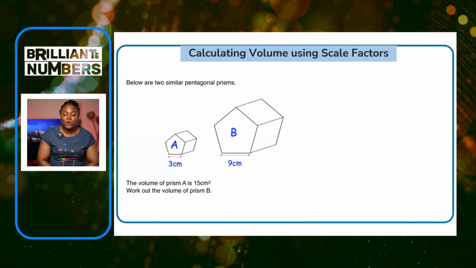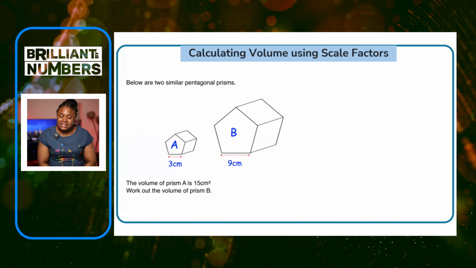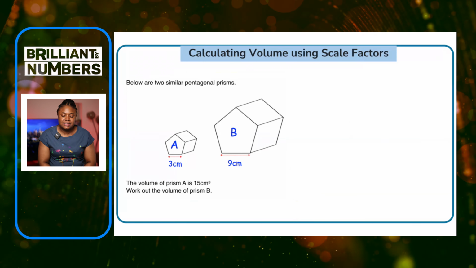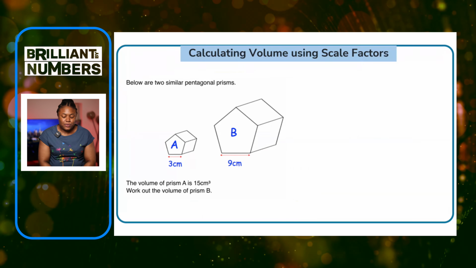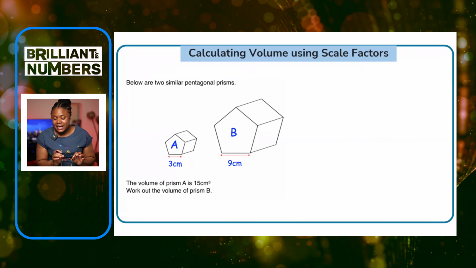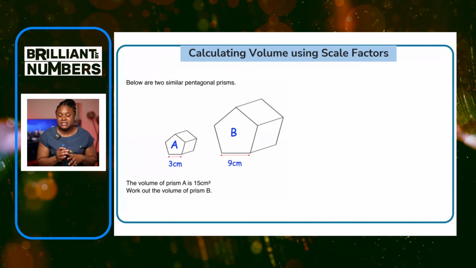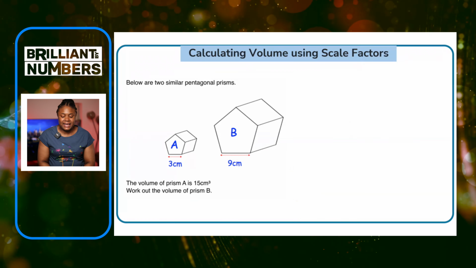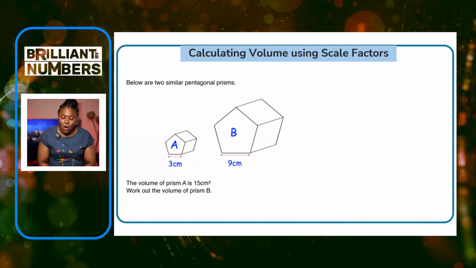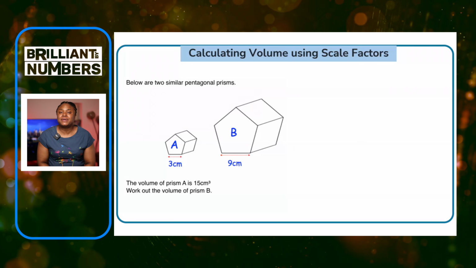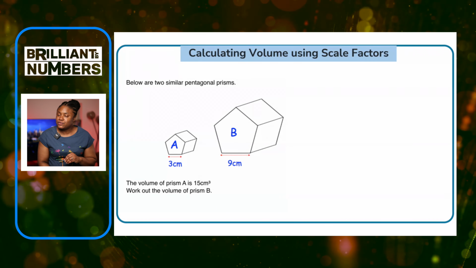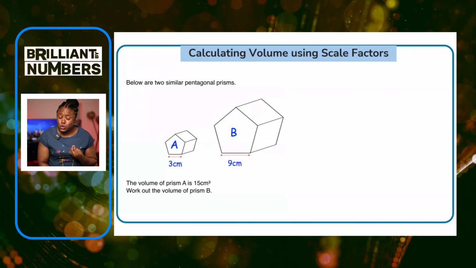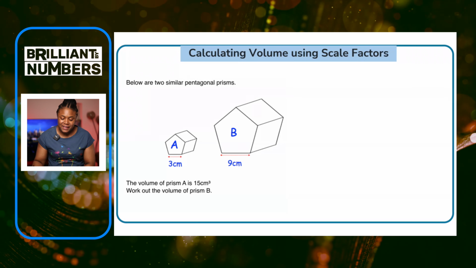Beautiful. Now, we're going to be calculating using our scale factors. So below are two similar pentagonal prisms. We've got one side of A, which is 3, and 9 for B. We're told that the volume of prism A is 15 centimeters cubed. We're asked to work out the volume of prism B. So remember, first of all, we have to find our linear scale factor and then use that by cubing to find the volume scale factor.